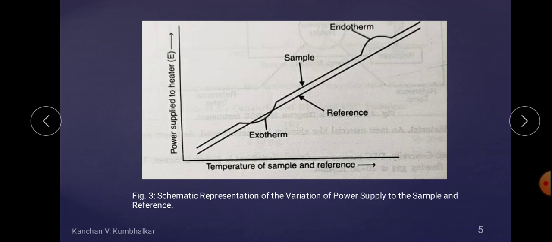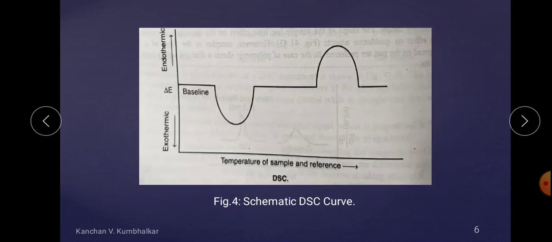There is no fluctuation in the power supply to the heater with respect to the reference, but for the sample a fluctuation is observed, and that fluctuation is recorded as a DSC curve, known as differential scanning calorimetry. Now there is a next diagram, which indicates an authentic schematic DSC curve.